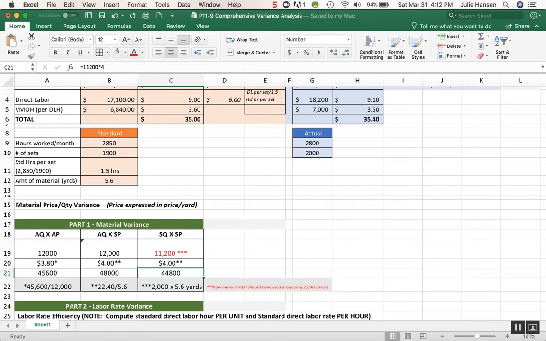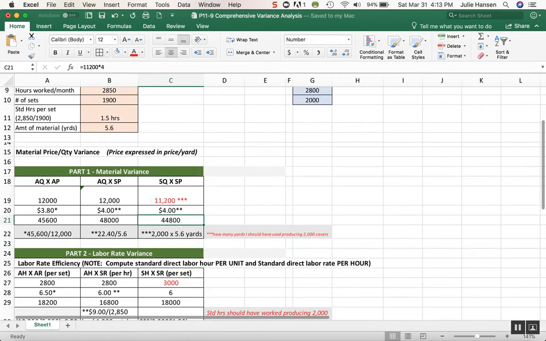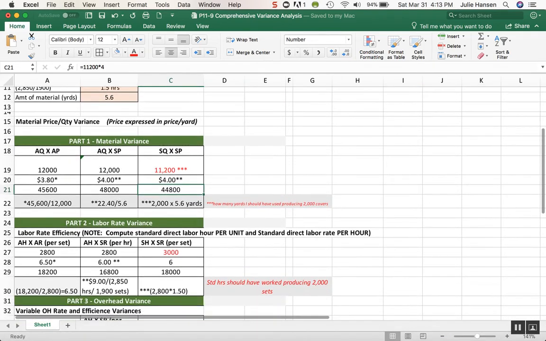The actual quantity times the standard price less the standard quantity at the standard price gives me my quantity variance. Okay, so that's where that is. All right, let's move on to the labor rate variance.